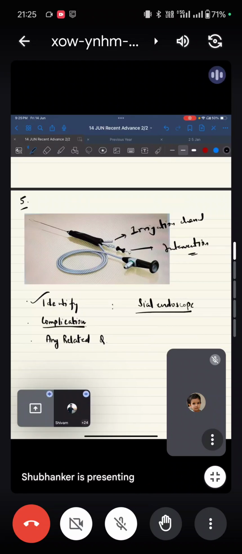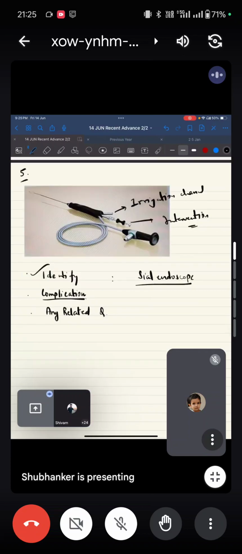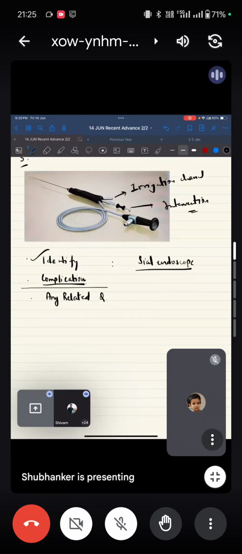So what can be the complications associated with this procedure? There can be stricture formation, ductal perforation, injury to the duct, infection, swelling, all those things can be asked. Now these two are the common questions. After this there can be related questions on sialendoscopy, parotid and all those things. They can ask you anything, right from anatomy to any recent advances.